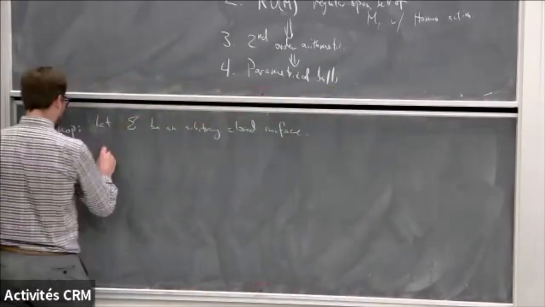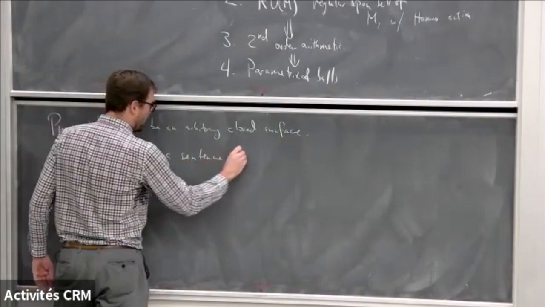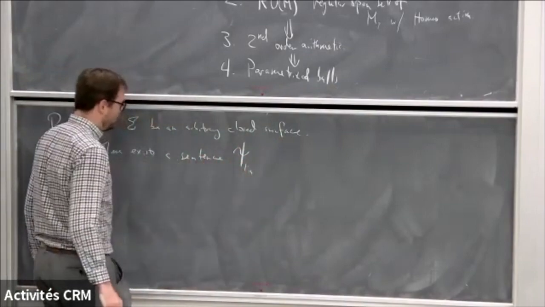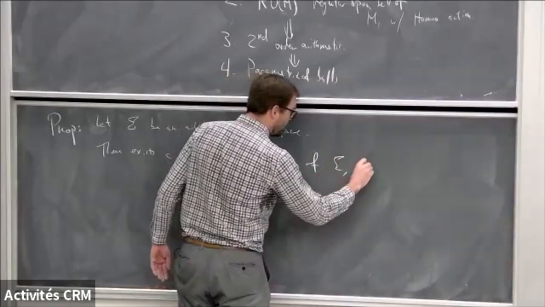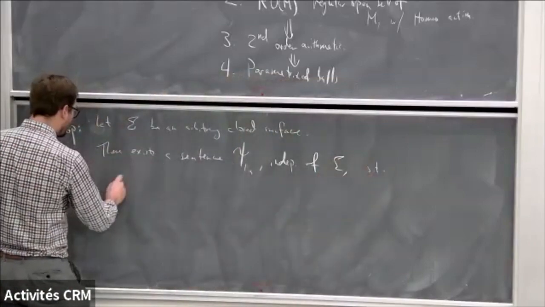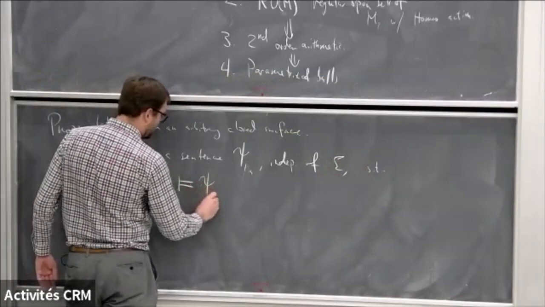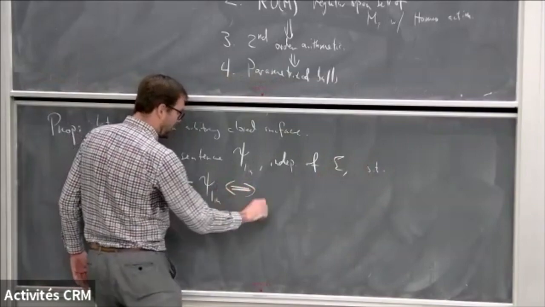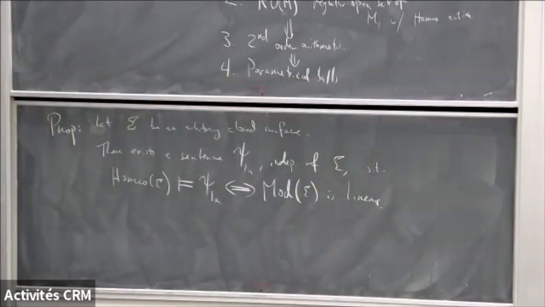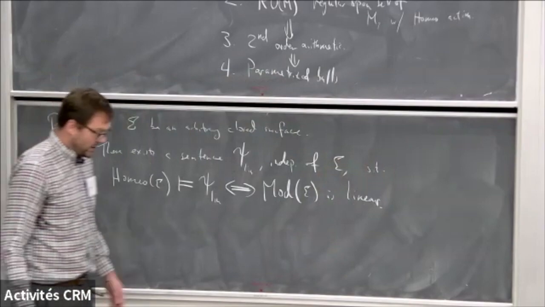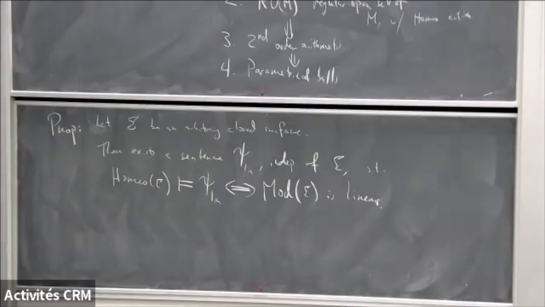So there exists a sentence, we'll call it psi sub lin, which is independent of sigma, such that Homeo(sigma) models psi sub lin if and only if the mapping class group of sigma is linear as a group. So it's a faithful linear representation into some finite dimensional general linear group.